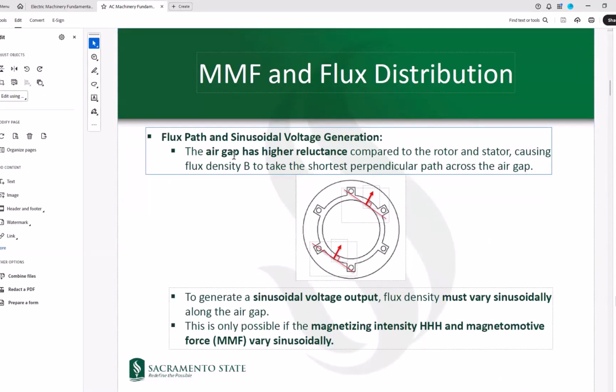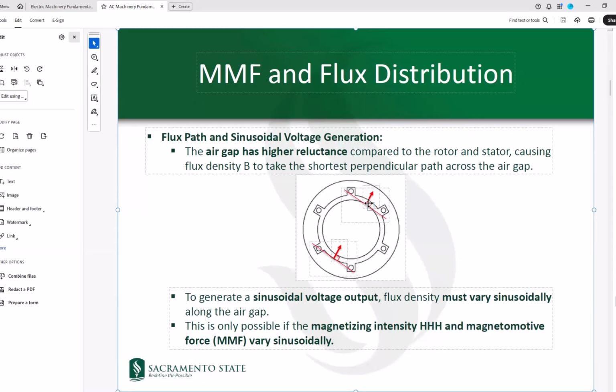The flux path and sinusoidal voltage generation. The air gap obviously has a higher reluctance compared to the rotor and the stator, because the rotor and the stator both have ferromagnetic materials. Therefore, the reluctance inside both the rotor and the stator is very small. But when the magnetic field reaches the air gap, it sees a much bigger reluctance.